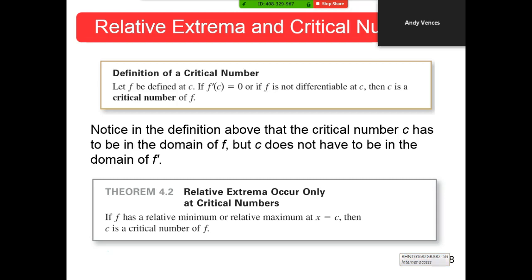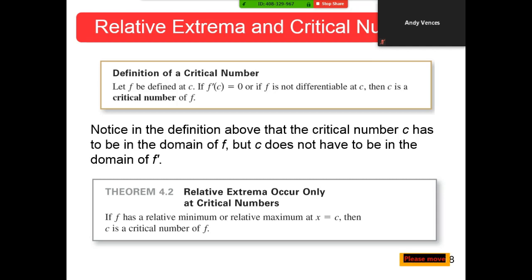Now we started this whole thing by talking about relative maximum and minimum, extrema. This is just defining critical numbers. This doesn't guarantee it's an extreme value, okay? And that's what we're going to hit next, or we're going to hit part of it next. Notice that in this definition, the critical number c has to be in the domain of the function f, but c does not have to be in the domain of f prime. If it's not in f prime, that means it doesn't exist there, so it can be a critical number, or if the first derivative is 0, then it's a critical number.